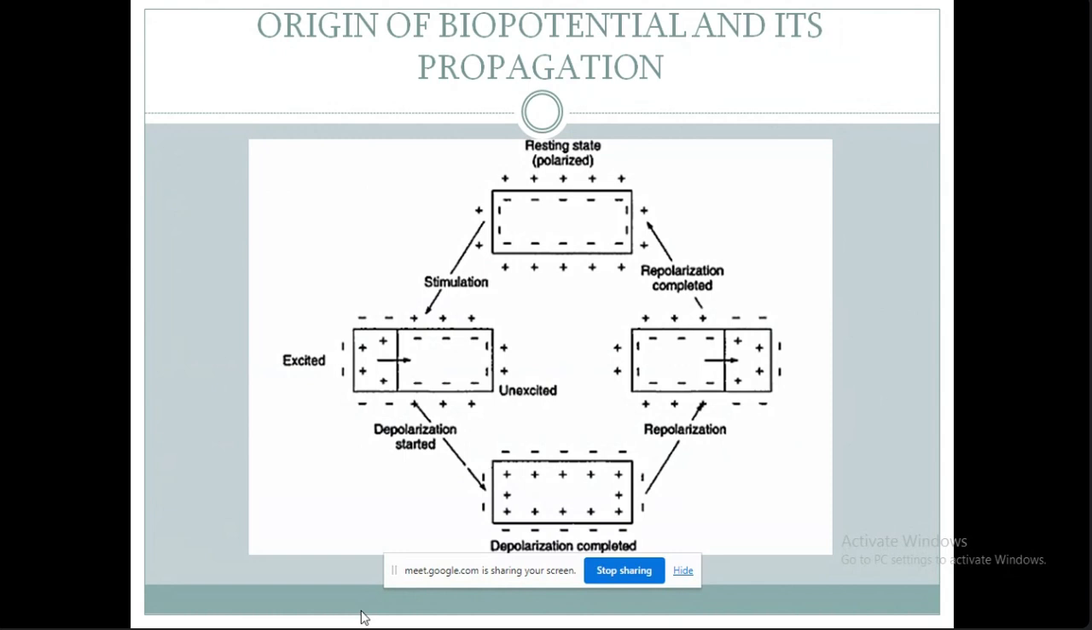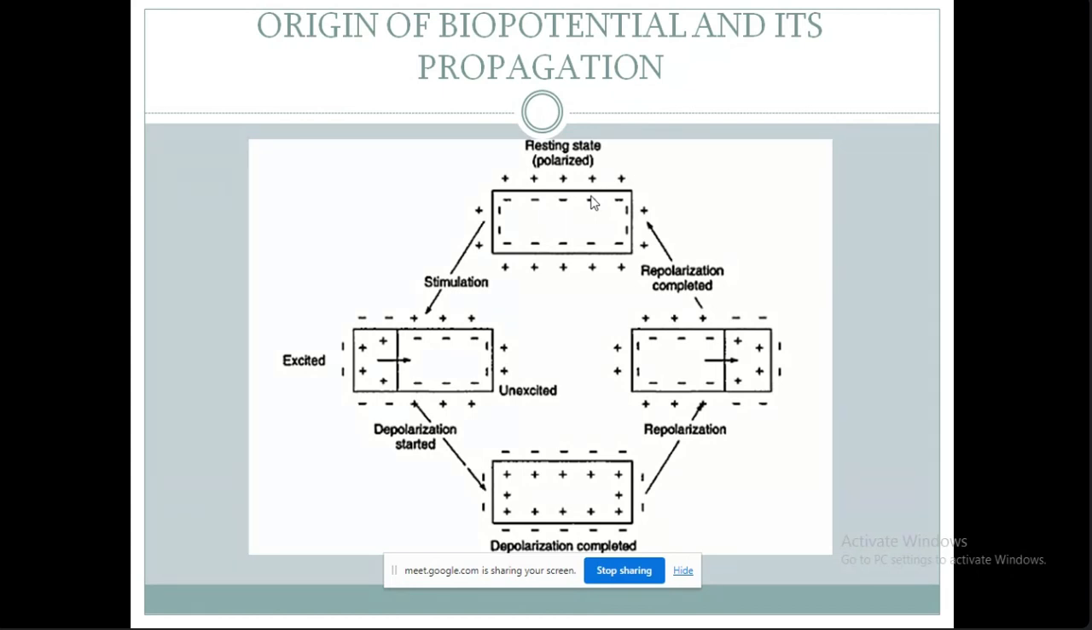Let us see the diagram. Initially, it is a resting state, which means inside we have negative potential and outside we have positive potential, which is a polarized state. After that, we may get an excited state. In the excited state, part of the cell becomes positive and part of the cell becomes negative.